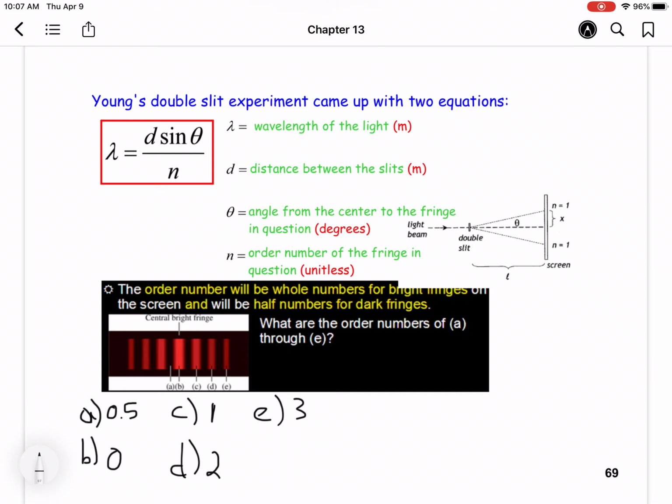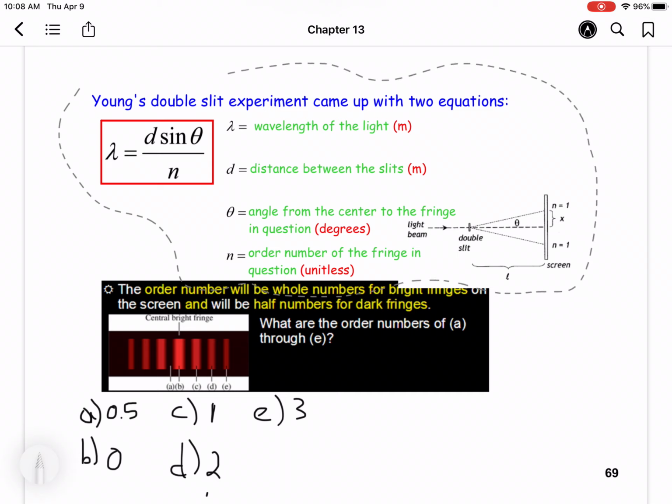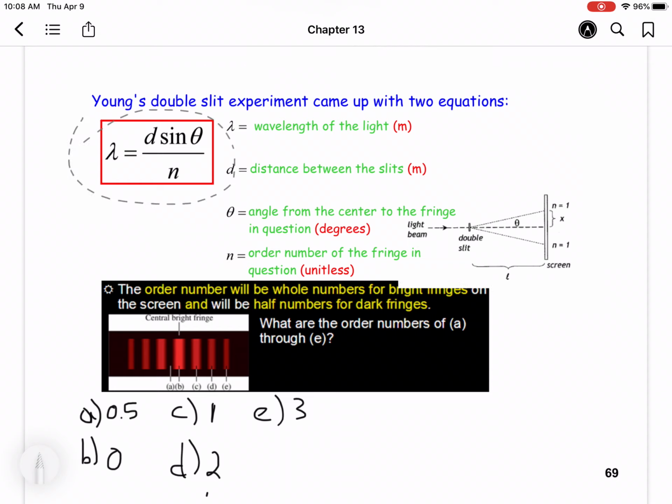The important part of Young's double slit experiment is that you can actually measure things and it all works out mathematically, and that's wonderful. We have two equations. The first equation is lambda equals d sine theta over n, where lambda is the wavelength of light in meters, d is the distance between the slits in meters, and theta is the angle from the center to the fringe in question.